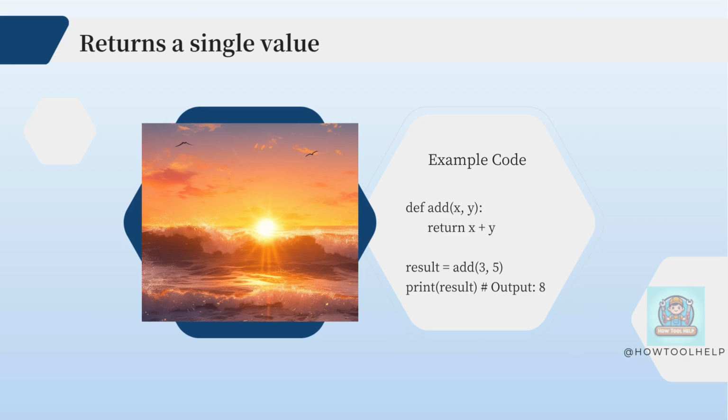1. Returning a single value. Example: the return keyword is used to return the computed result. x plus y calculates the sum of 2 parameters. Calling add(3, 5) computes 3 plus 5. Return sends back the result 8. The returned value is stored in the variable result. Finally, print(result) outputs 8.